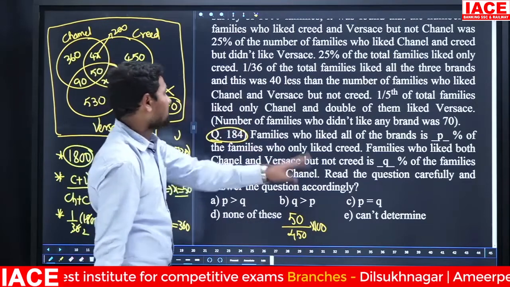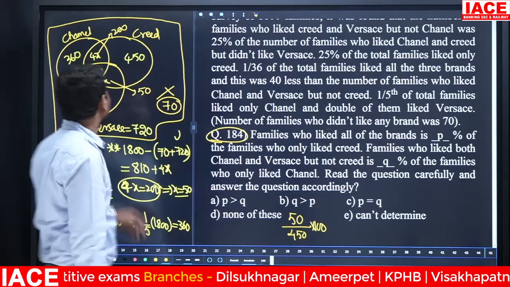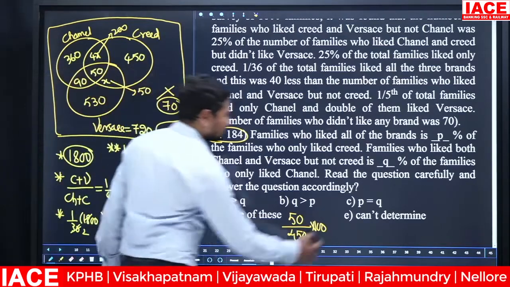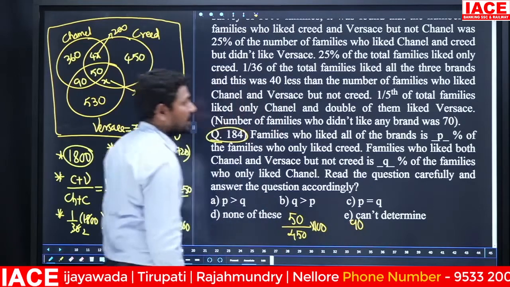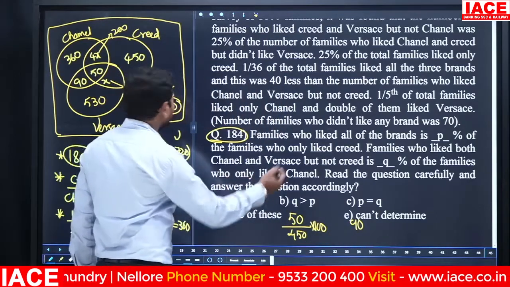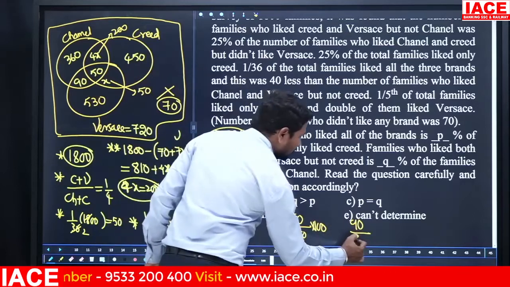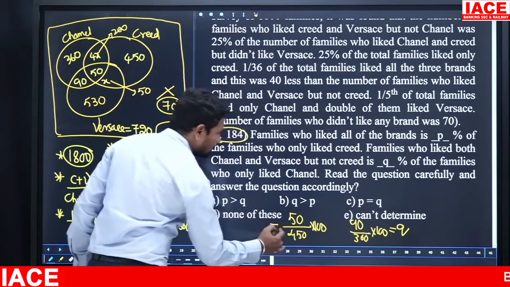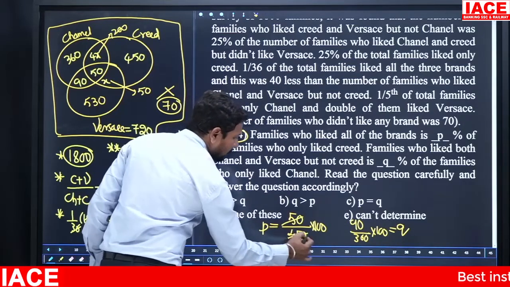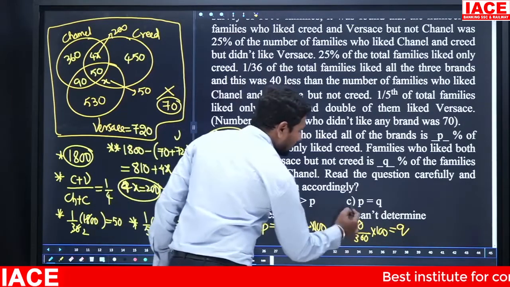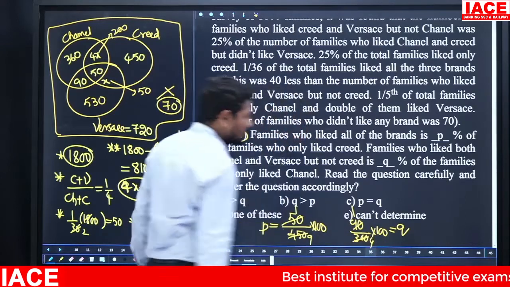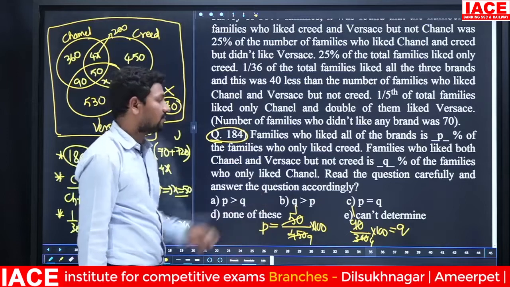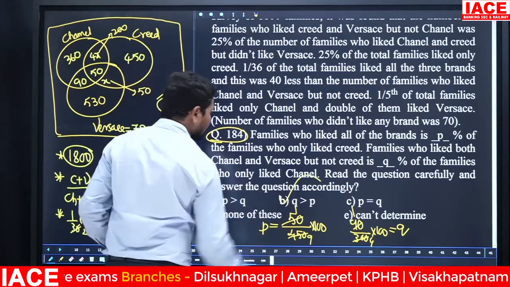And families who liked both channel and versus is how much? 90 is what percentage of the families who only liked channel? It is 360. We need percentage, multiply with 100. This is equal to Q, this is equal to P. 50 to 450 is 9 times. And 90 to 360, how many times? 4 times. 100 by 4 is equal to 25 percentage. 100 by 9 is equal to 11 percentage. Then Q is greater than P. Option B.